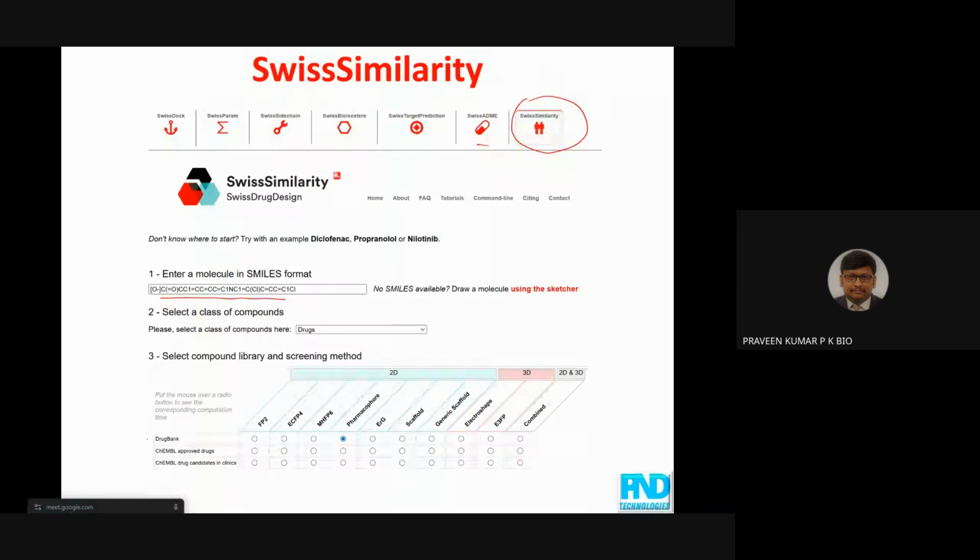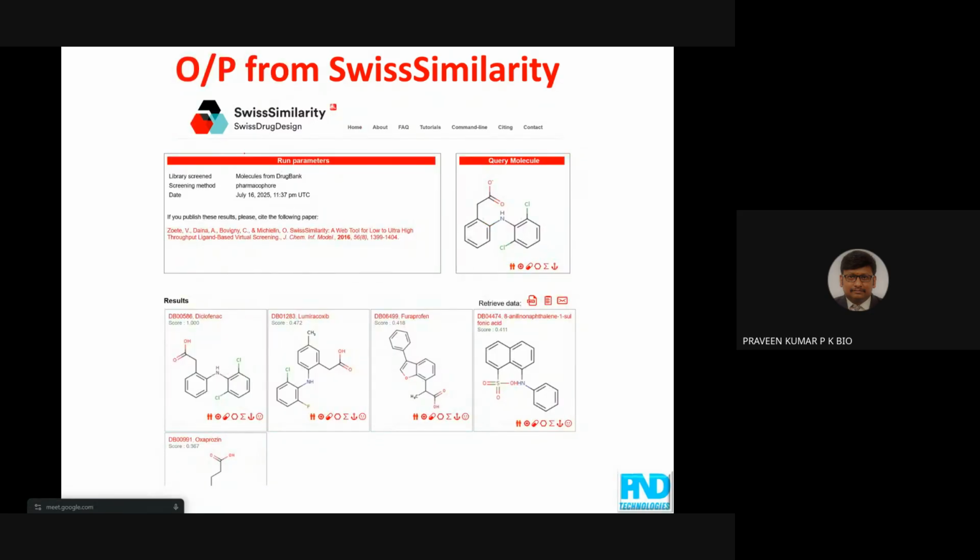So you can see three databases: DrugBank, ChEMBL approved drugs, and ChEMBL drug candidates in clinics. We can see the 2D and 3D information. For example, if you select any particular thing and work on it, you get Swiss Similarity like this. It depends on what properties you are focusing on and what drug database you choose. Based on this, you get the similar compounds.